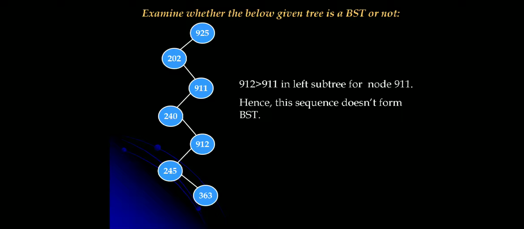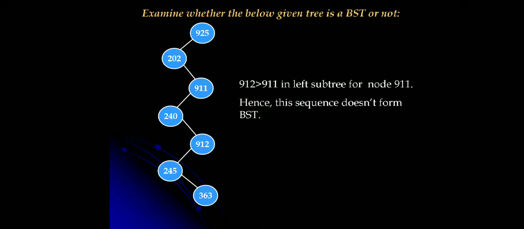Now examine whether the given tree is a BST or not. We'll first start with the root node with information 925. All the left subtree nodes are smaller than the root node. It is true at level 0, right? It is satisfying the BST property at level 0. 202, 911, 240, 912, 245, 363. All these values are smaller than 925. So it is true at level 0.